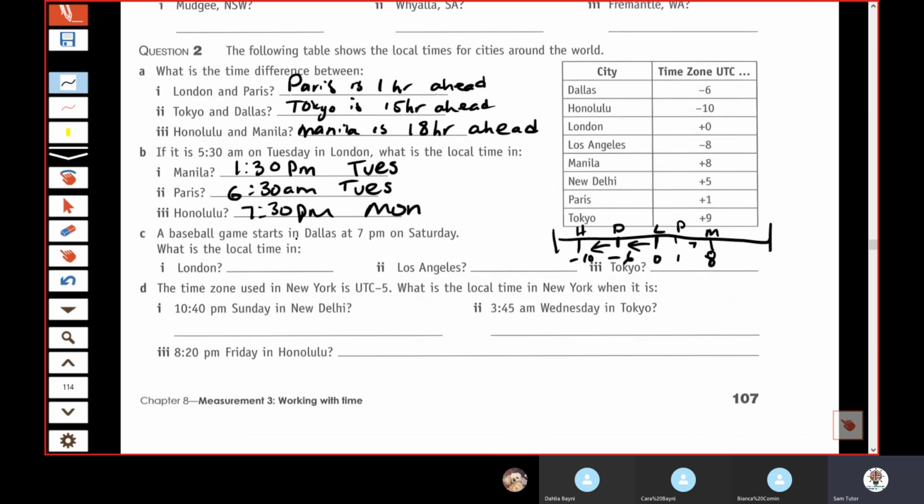A baseball game starts in Dallas at 7 p.m. on Saturday. What is the local time in London? Well, London is 6 hours ahead, right? London would be 6 hours ahead of Dallas, so 7 p.m. plus 6 gets me 1 a.m. on Sunday.